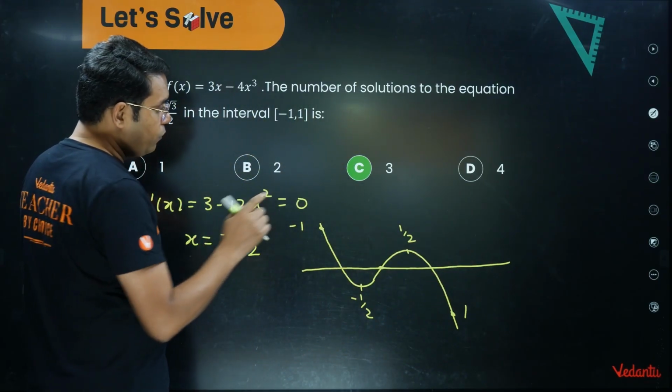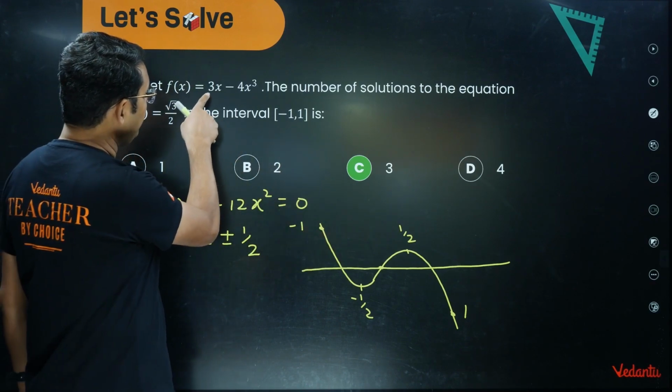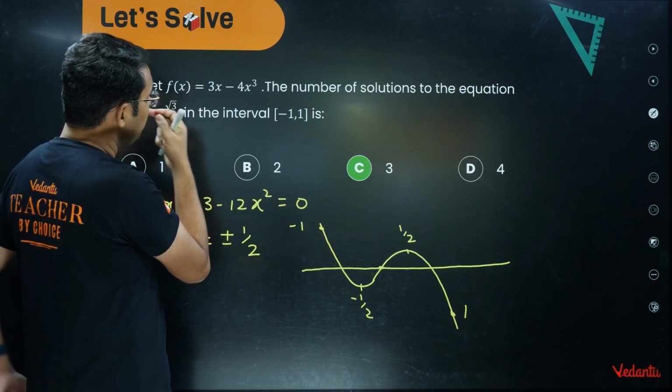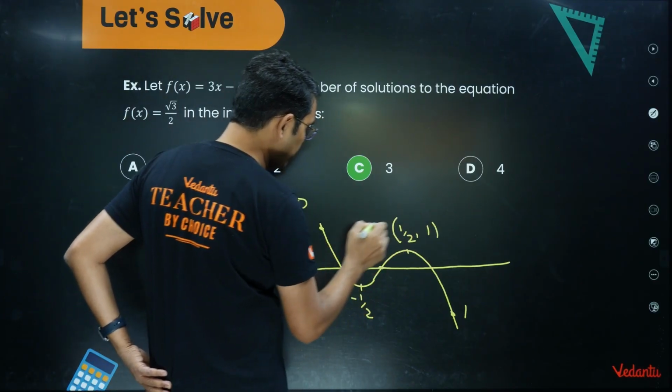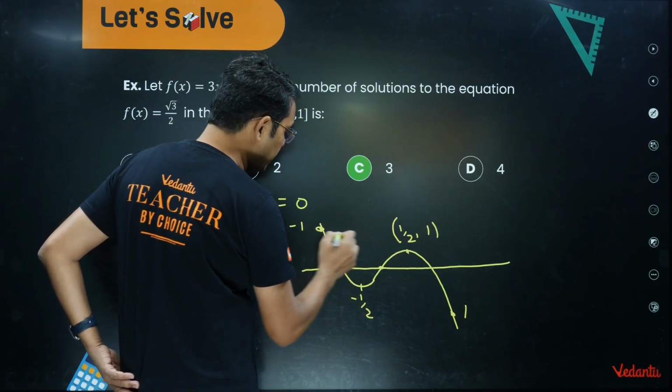Okay, now we can check what is the value at 1 by 2. At 1 by 2, the value is, I think, 3 by 2 minus 1 by 2, so this value is 1 here. Actually, the values at -1 and 1 by 2 are the same.